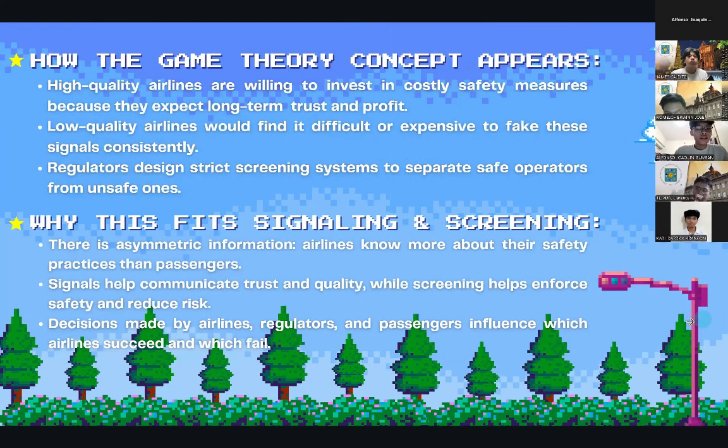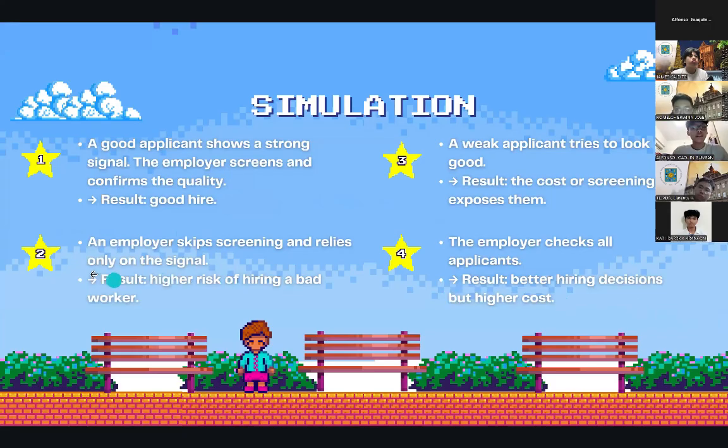This activity is a job hiring role play that illustrates signaling and screening in the labor market. Students act as applicants and employers. Applicants know their own quality while employers do not and must rely on observable signals. Applicants choose to send either a strong signal, such as a degree or well-prepared resume, which requires effort, or a weak signal, which is easy to obtain.